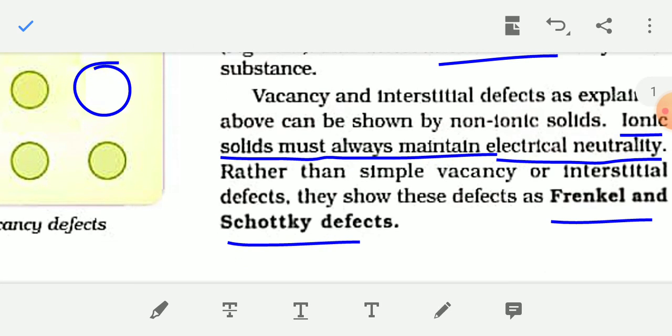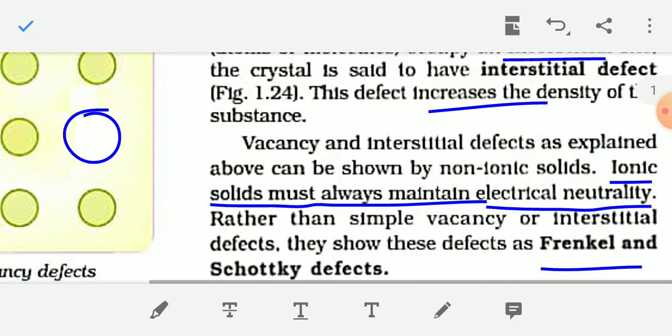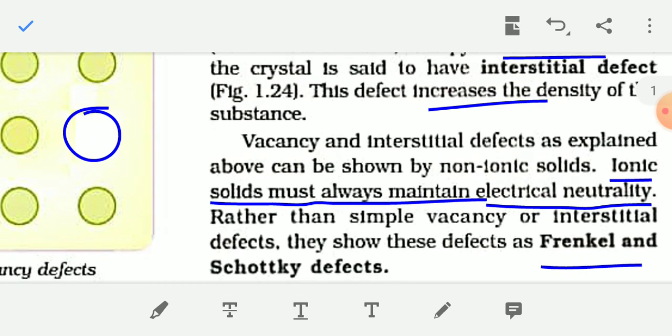And vacancy and interstitial defects, as explained above, can be shown by non-ionic solids also. An ionic solid must always maintain electrical neutrality. In any ionic solid like NaCl, CuSO4, they always maintain the electrical neutrality. Okay.